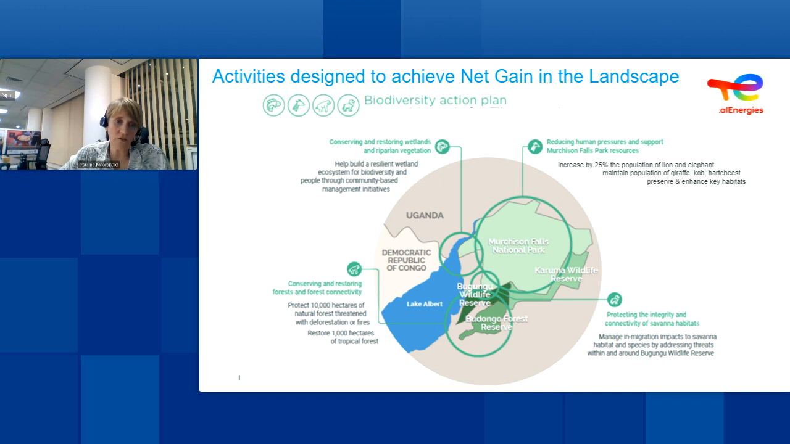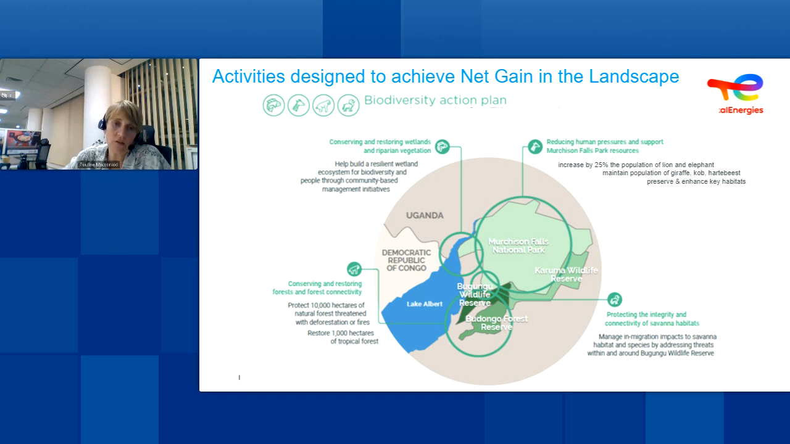And just my last slide is really just to focus on the offset itself. So this is a landscape-wide offset. It's quite unusual in that it's an outcome-based approach within the landscape. So we decided to focus on 4 key ecosystems of priority importance.